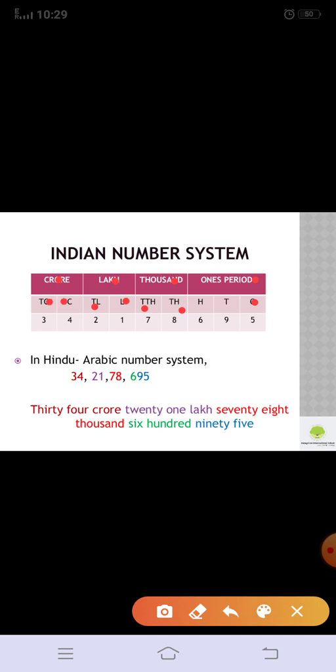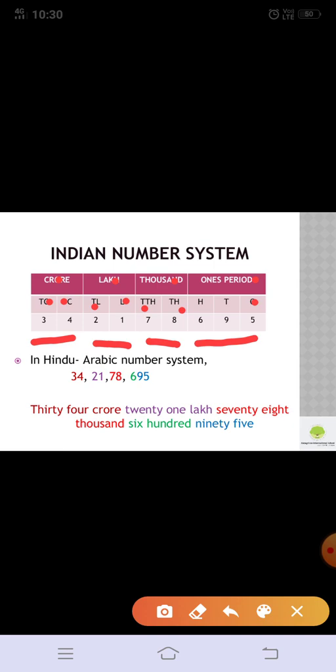So we can read the number from left to right always. In the Hindu-Arabic number system, we can read a number like 34 crore 21 lakh 78,695. How do we read? 34 crore 21 lakh 78,695. Always we should read the crore period first, afterwards the lakh period, then the thousand period, then the ones period.